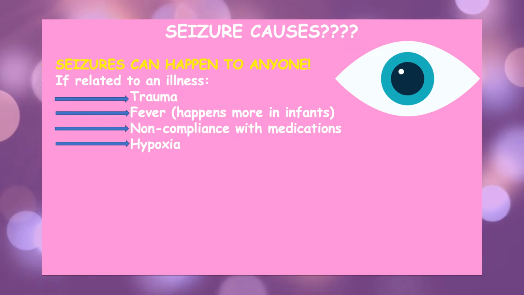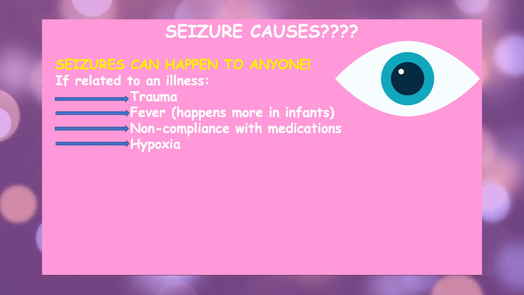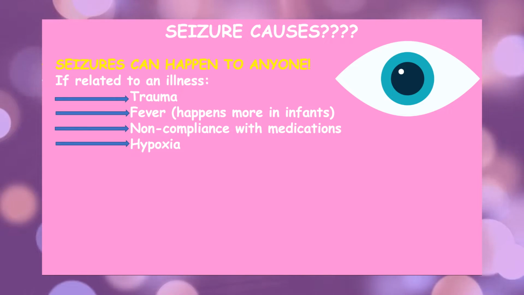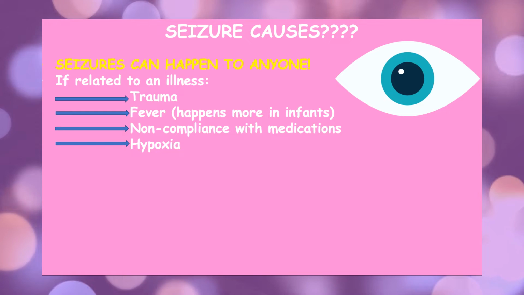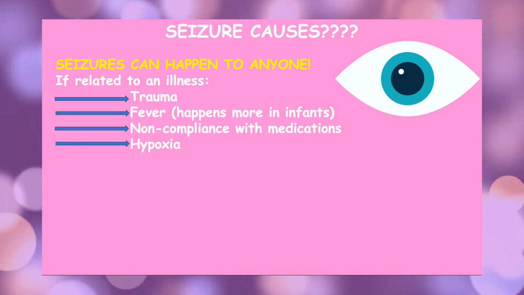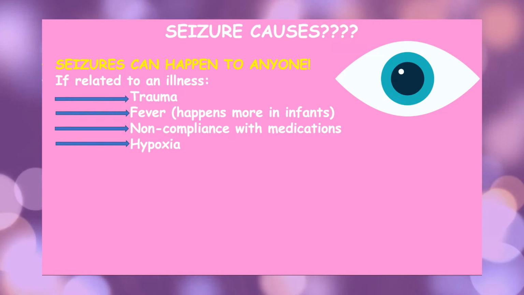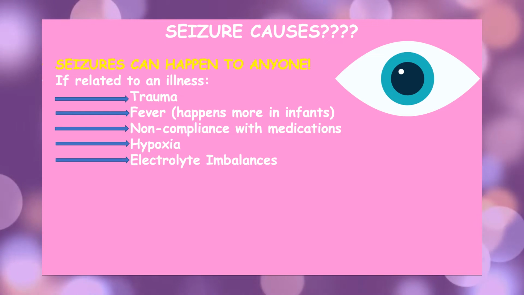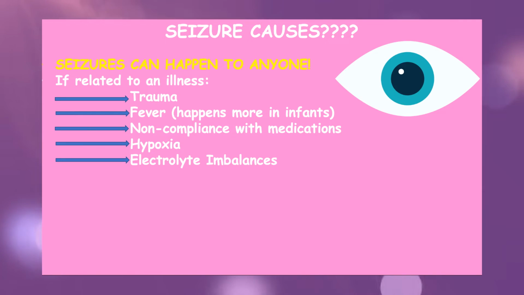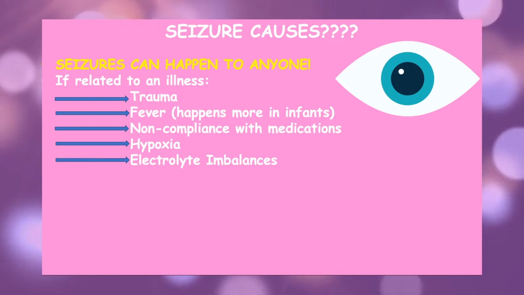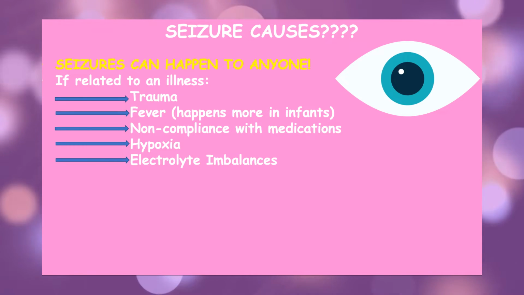Another cause, hypoxia. You know that we need oxygen. Everyone needs oxygen in order to survive, right? So low oxygen levels to the brain can cause seizure activity. Now the big one, electrolyte imbalances. So can you think of some electrolytes that if there was a problem, you would see seizure activity?